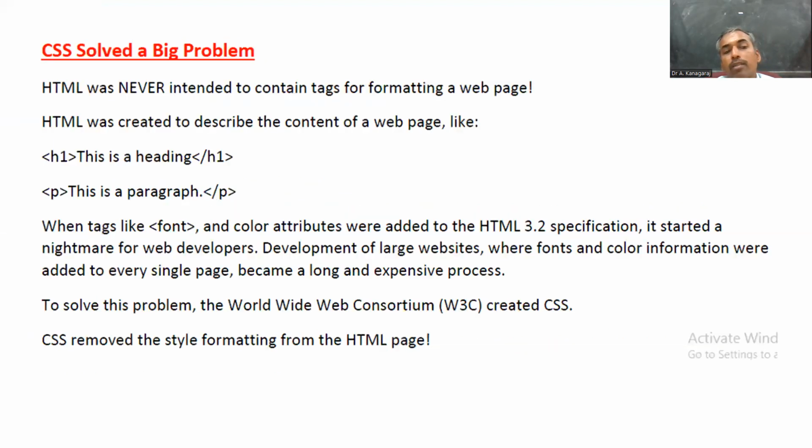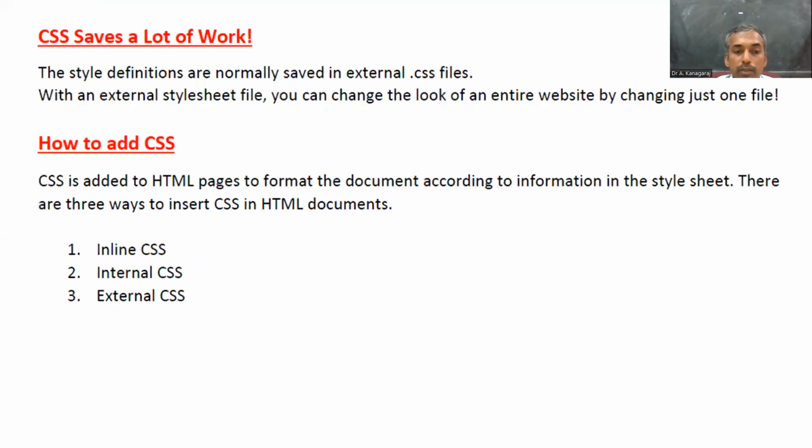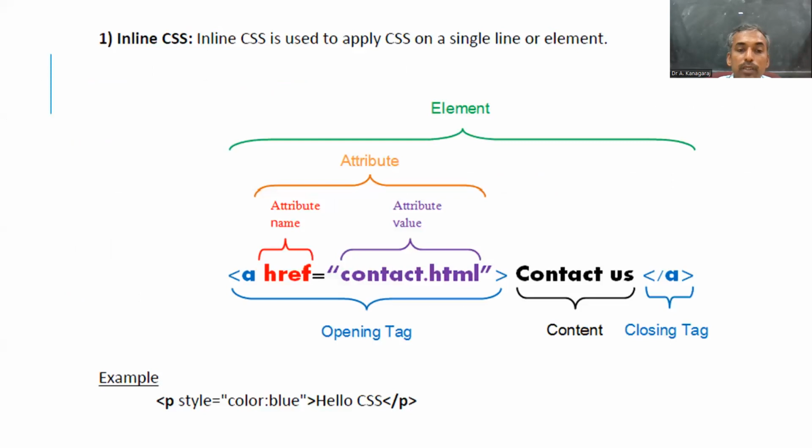So usually we will use HTML to design a web page, but if you want to set a style for a web page or an entire website, in that case we will go for cascading style sheet. Using three ways we can set a style for a web page, either by using inline CSS, or else internal CSS, or an external CSS. So we will see one by one.